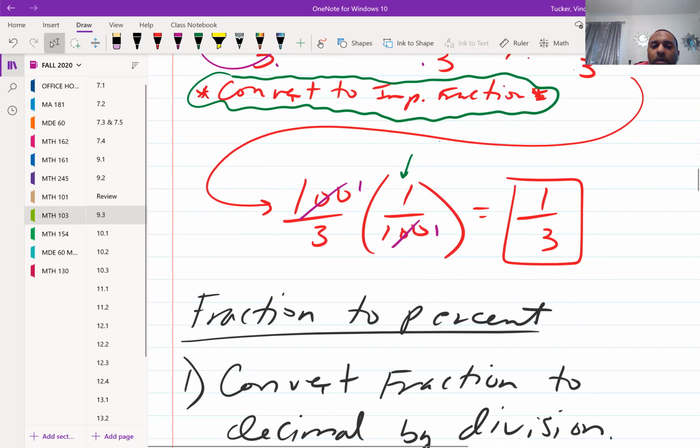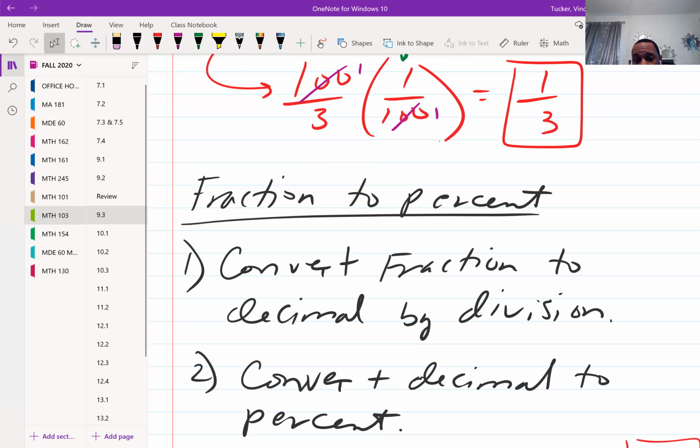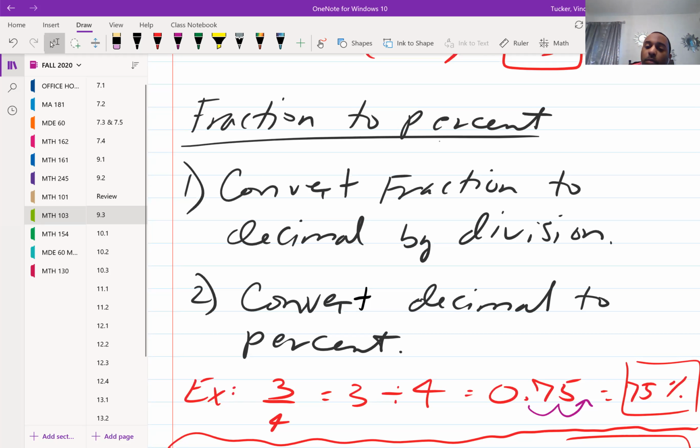All right, so fraction to percent. We just did percent to fraction. Now we're looking at fraction to percent. Here we're just going to convert the fraction to a decimal by division. So if you have 2 over 4, just throw it in your calculator, get the decimal representation of that fraction. And then we'll convert the decimal to a percent. Move the decimal 2 places to the right, like we did before. So 3/4 is 3 divided by 4. 3 divided by 4 as a decimal is 0.75. Then move that decimal 2 places to the right. It's going to be 75%.